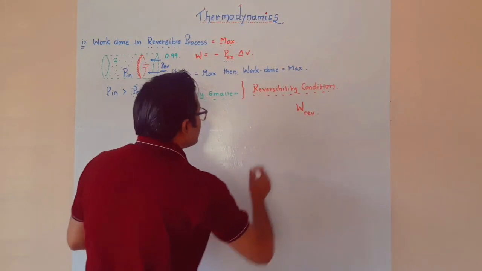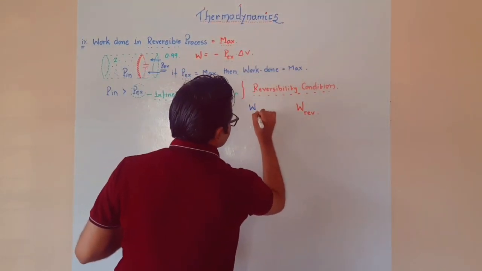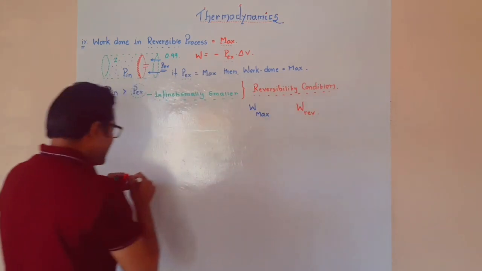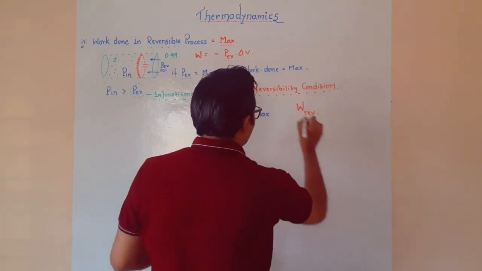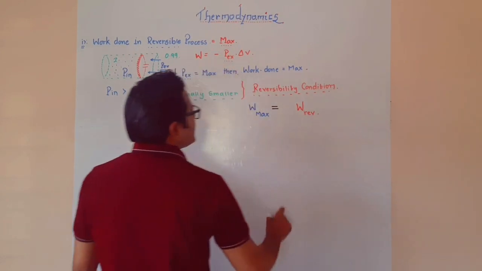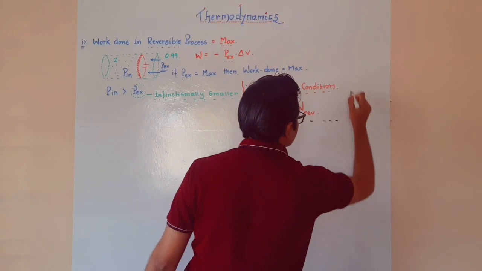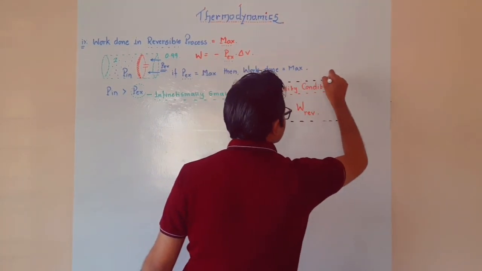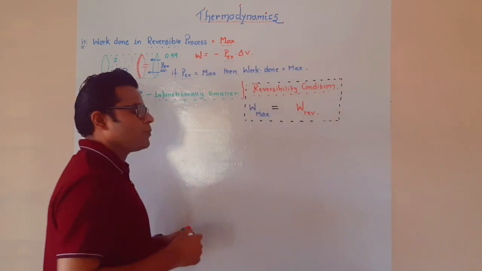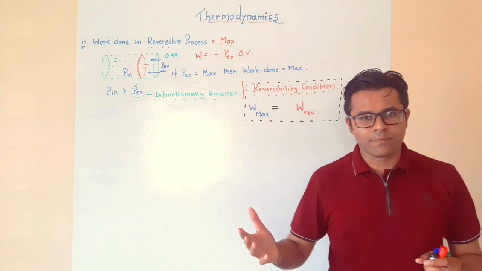Okay, and the work which is done maximum at this particular point is work done is maximum, and at the reversibility condition these two things are going to become equal. So whenever there is a reversible process, the work is usually maximum, and this is how we predict about this. Okay, so I hope you understood about this particular concept.